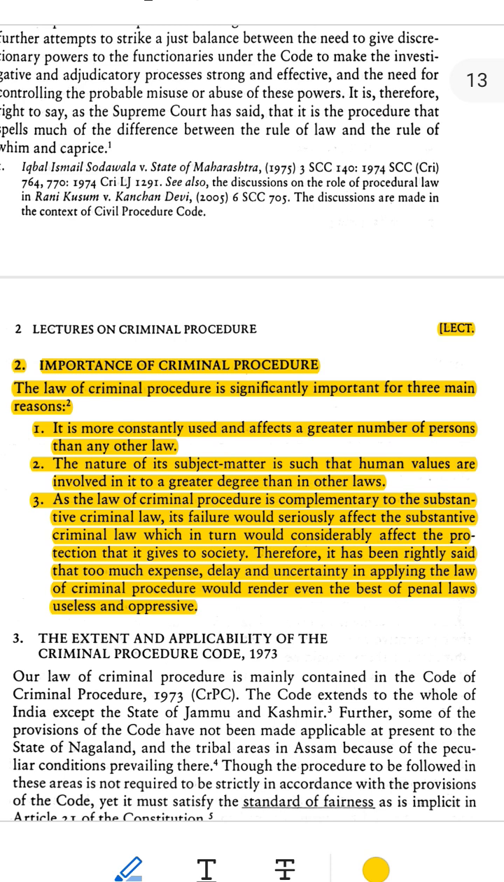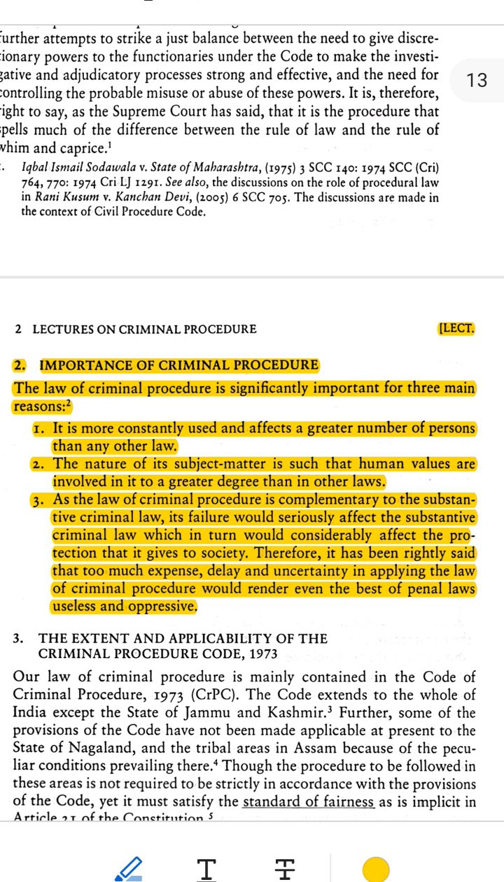Alright, let's break this down in the simplest possible way and ensure you understand every part clearly. 1. Importance of criminal procedure. 3 key reasons. Reason 1. Criminal procedure affects more people constantly than any other law. Criminal procedure deals with everyday matters like crimes and punishments.